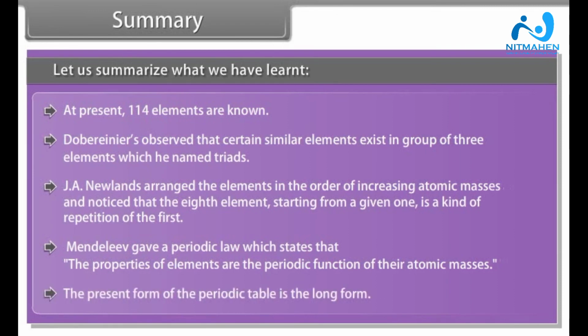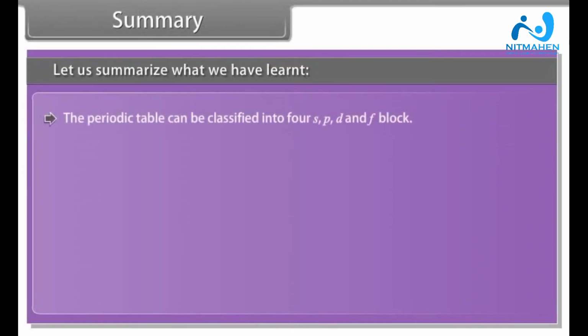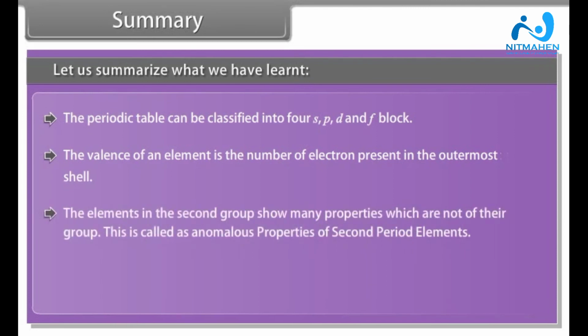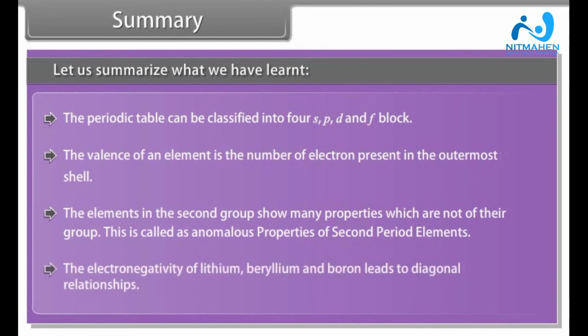The present form of the periodic table is the long form. The periodic table can be classified into 4 blocks, that is s, p, d and f block. The valency of an element is the number of electrons present in the outermost shell. The elements in the second period show many properties which are not of their group. This is called anomalous properties of second period elements. The electronegativity of lithium, beryllium and boron leads to diagonal relationships.